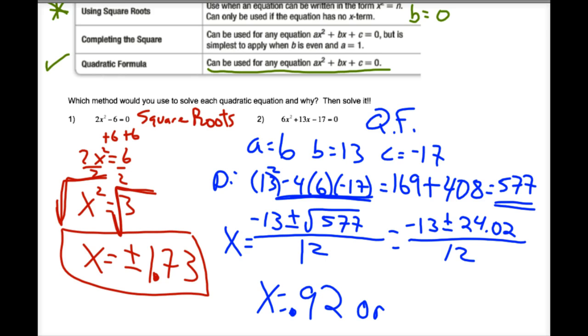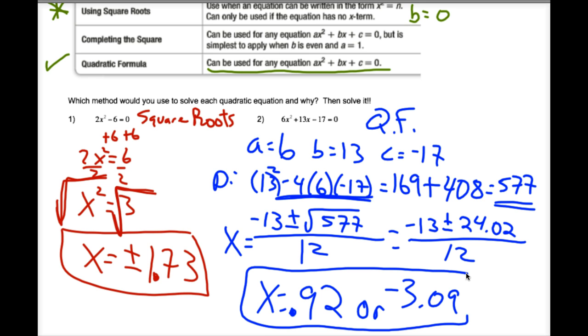And then do negative 13 minus 24.02 equals, divided by 12, equals negative 3.09. Yes or no? Yeah. Okay. There we go. Quadratic formula. Again, are you hitting equals after you do the top part?